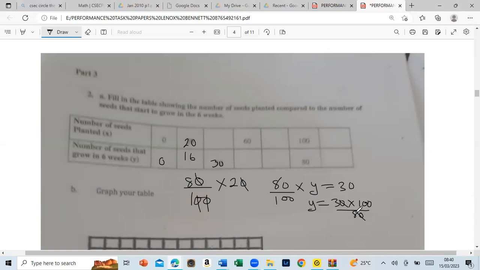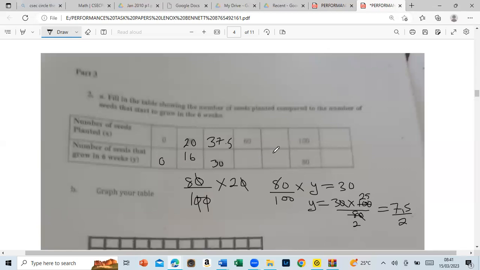Can I use 2? No, can I use 4? 4 into 8 goes 2 times. 4 into 30 goes 7 and a half times. So 3 times 25 would be 75, and then we divide by 2. 2 into 75 goes 37 and leaves a half. So this should be 37.5. So when you find 80% of 37.5, you would get exactly 30.